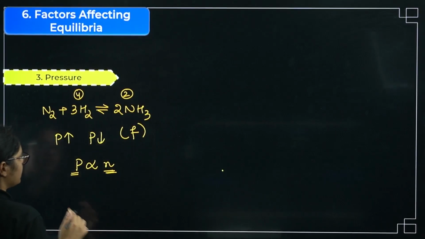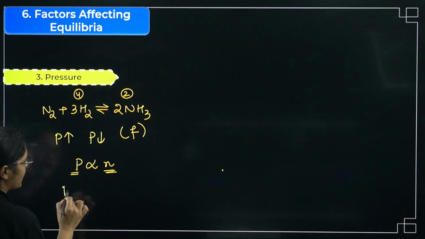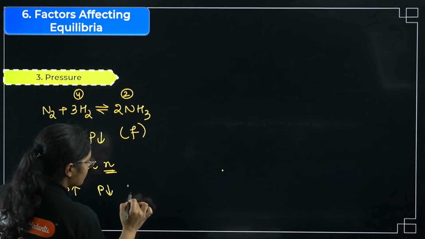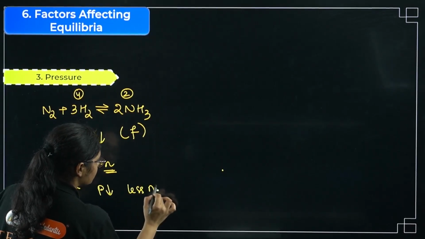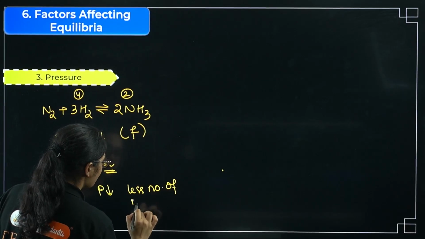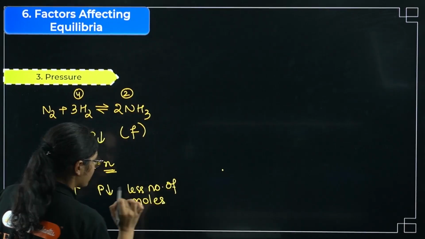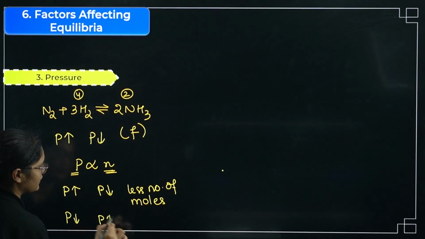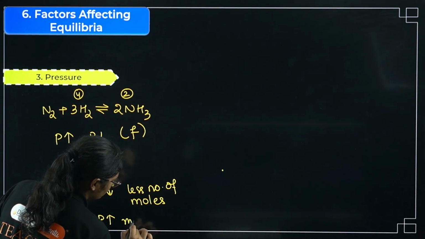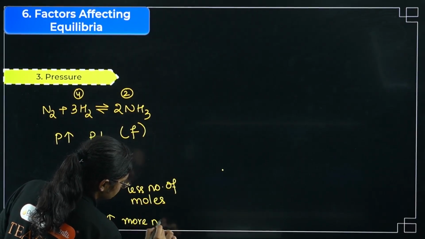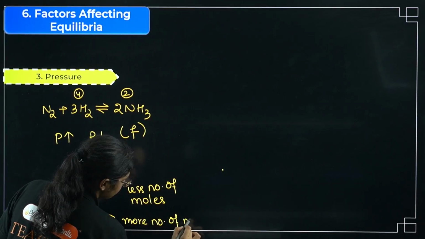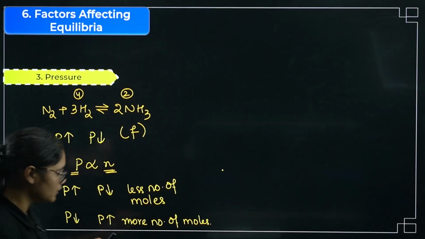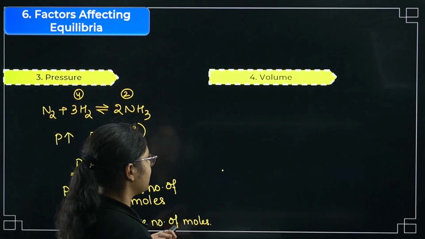So what I can conclude here is, if I increase the pressure, reaction will try to decrease the pressure and move towards less number of moles. Now if pressure you are decreasing, reaction will try to increase the pressure and it will go towards more number of moles. Clear?